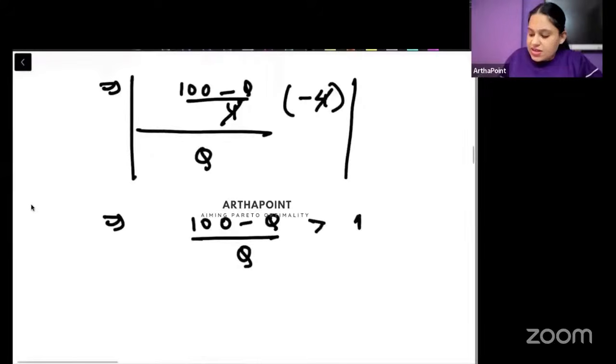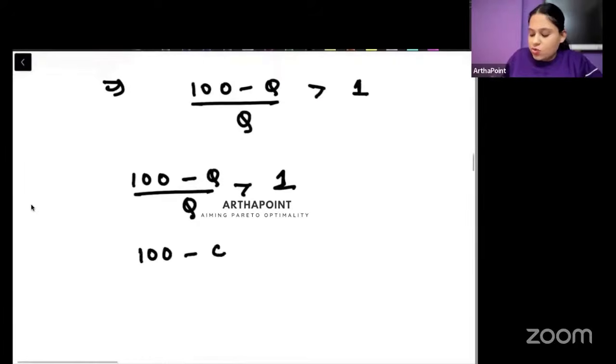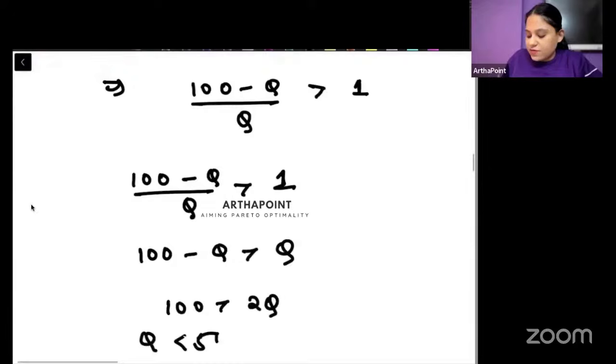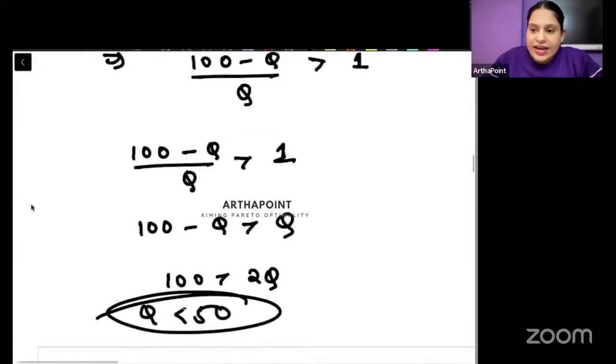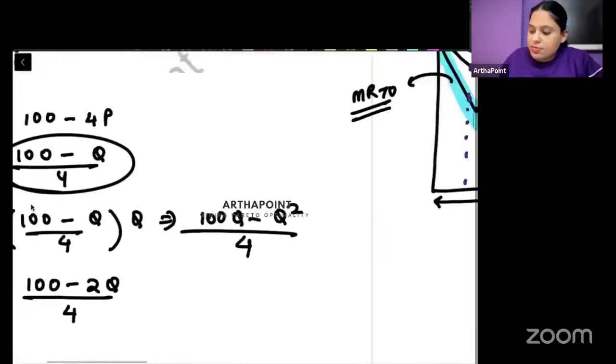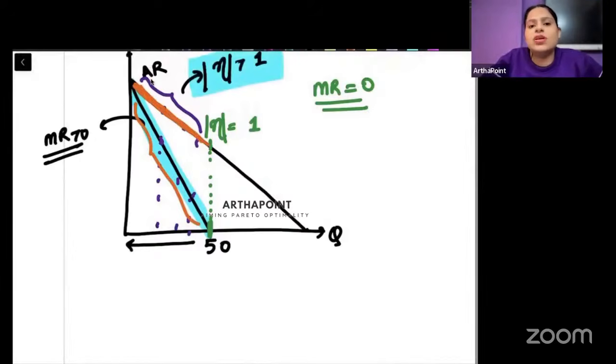It operates in the elastic region. So 100 minus Q by Q greater than 1. 100 minus Q greater than Q. 100 greater than 2Q. Q less than 50. It gives you the same result. So either approach is fine. Just remember the diagram, both mean the same thing. Whenever your MR is positive, your AR gives you elasticity more than 1. You can follow either of the two, it is fine.